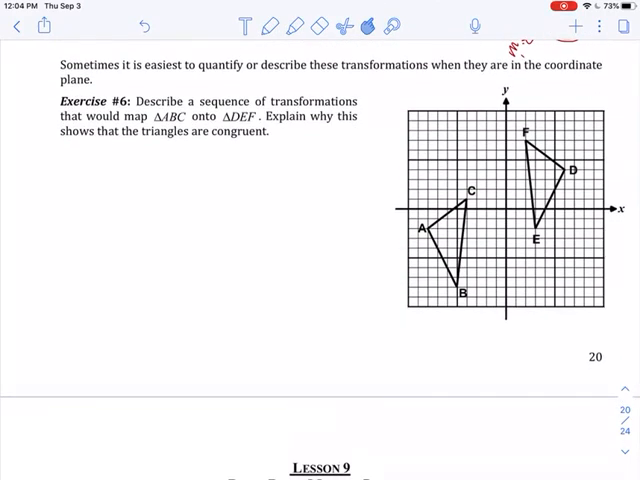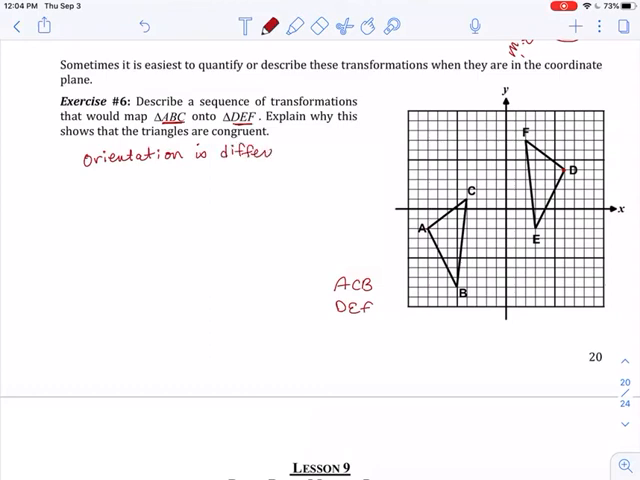So let's describe a sequence of transformations that would map ABC onto DEF. Explain why this shows that the triangles are congruent. Now the first thing you want to look at is the orientation, the order of the vertices. Look at the triangle on the left, start at A and go clockwise. It goes ACB. Look at the other triangle, start at D and go clockwise. It goes DEF. The order of the vertices has changed. So ABC is counterclockwise and DEF is clockwise. So the orientation is different.